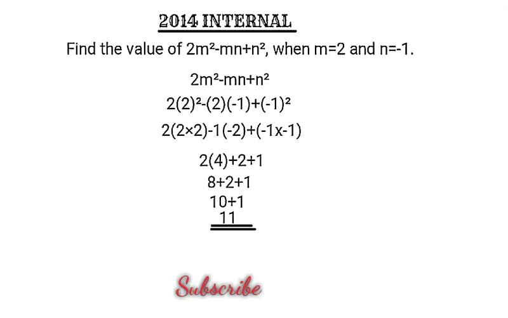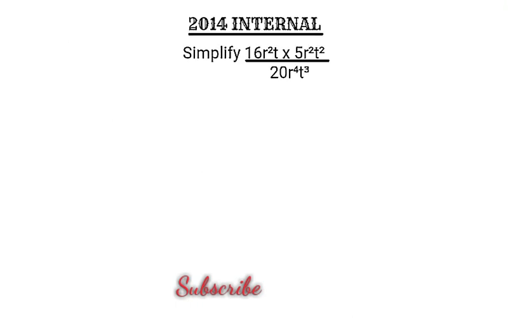Okay, let's go to the next question. So the last question from the 2014 paper is: simplify 16r squared t multiplied by 5r squared t squared, over 20r raised to the power 4 t raised to the power 3. Okay, so this is the question students were supposed to simplify. This is the expression that students were asked to simplify.